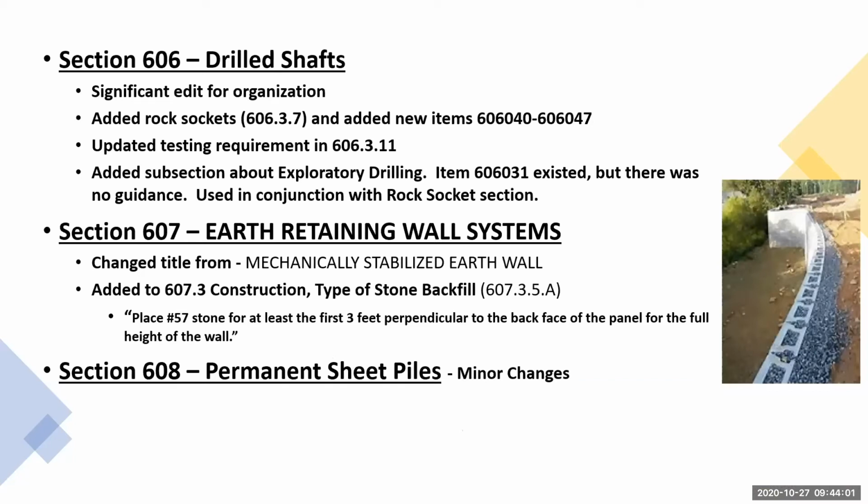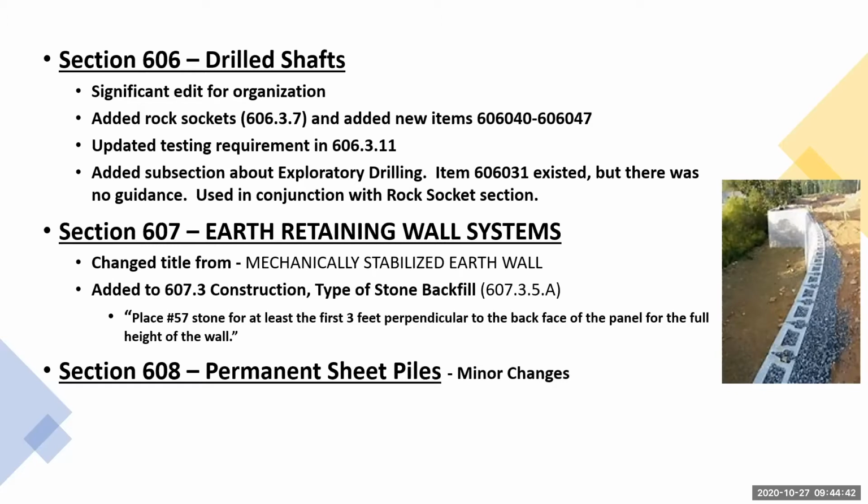Drilled shafts. This one was done, I believe, by Mike Gettings. And there was a significant edit in this for organization. There were some things added with regard to rock sockets, and there are some new items with regard to that with bearing nose and rock. Also, the testing requirement was updated in 606.3.11. We added a subsection about exploratory drilling. And item 606.031 existed, but there was no guidance, so it's used in conjunction with the rock socket section.